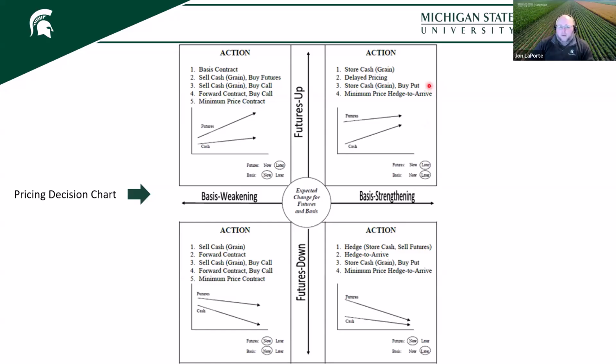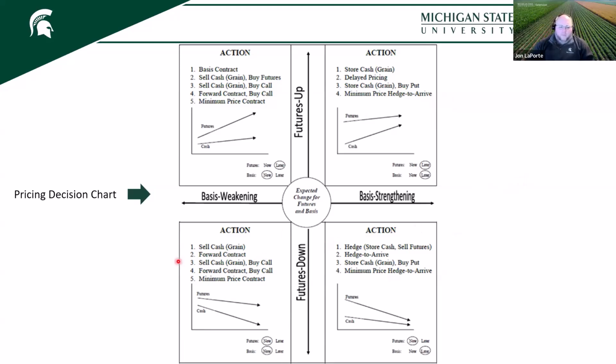You could store the grain and buy a put option with an opportunity to sell at a higher price, in case things get capped off in the futures market. Or you use one of these combination minimum price contracts with a hedge-to-arrive type contract to give you some price protection in case we're wrong and prices nosedive. But maybe you limit your upward potential and give yourself some risk.